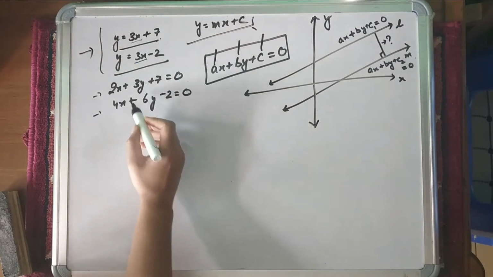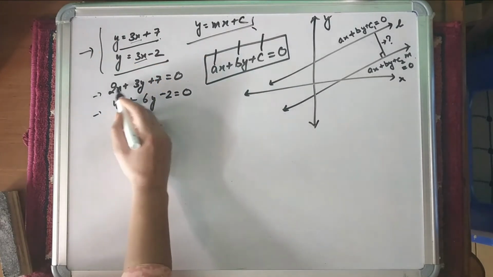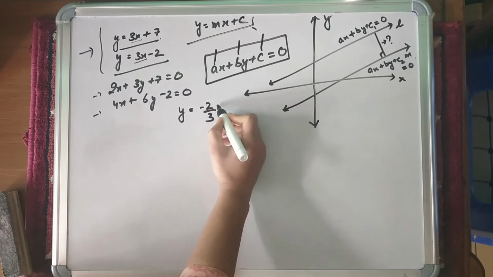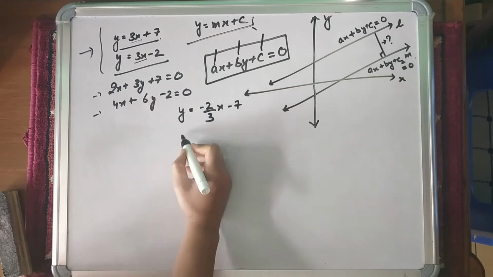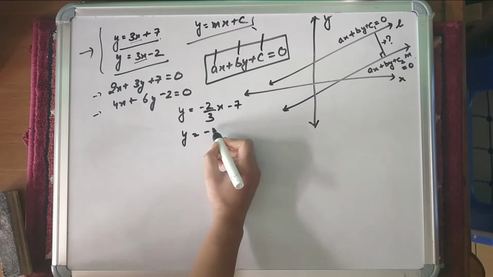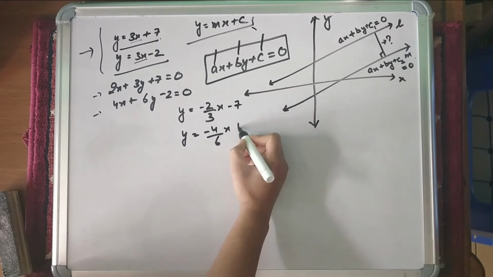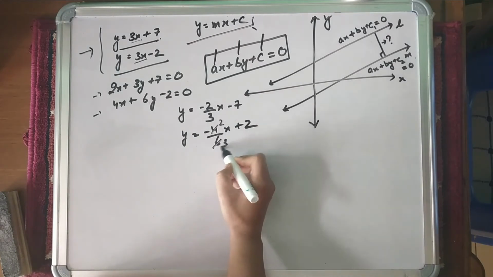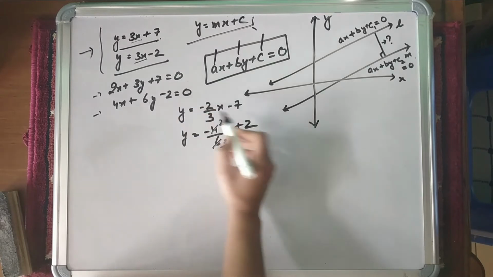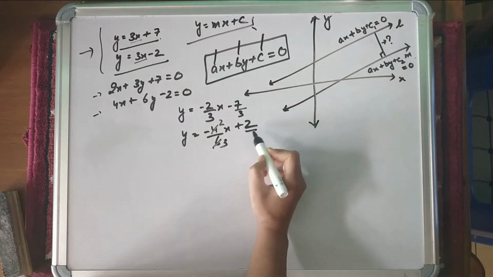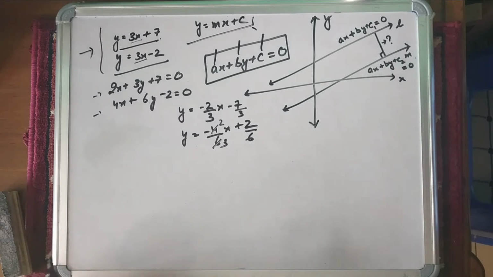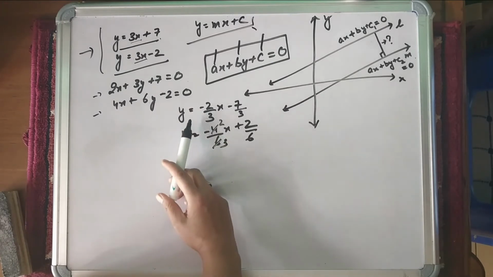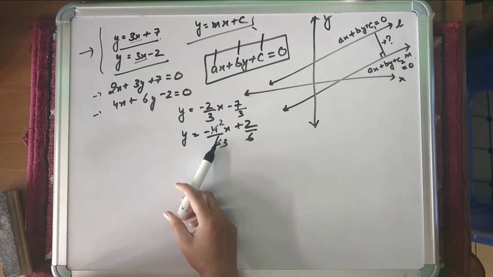The logic is that, as we are familiar with this format of line, these lines can be converted into this format. They become y equals minus 2 over 3 x minus 7, and this line becomes y equals minus 4 over 6 x plus 2. No, sorry, here we will have 3 and here we will have 6. So in this format we can tell that the lines are parallel, because the slope is minus 2 over 3 and here also minus 2 over 3.